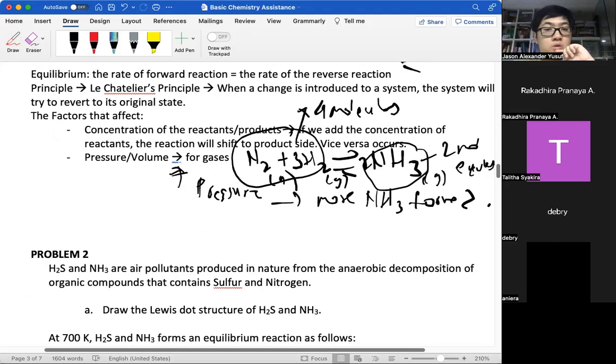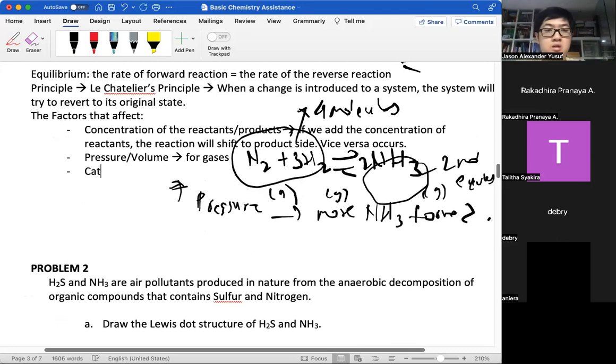Oh yeah, now I want to ask one more thing. What about this thing known as a catalyst? Will it affect the position of the equilibrium? Kira-kira iya atau enggak? Anyone can answer?